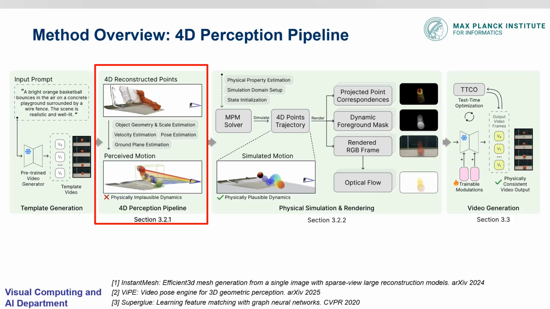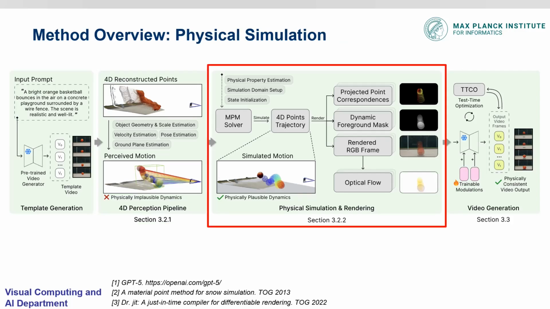Next, we process the template video with a 4D perception pipeline. From the video, we reconstruct the scene, estimate the foreground object geometry, recover camera poses and object positions, and estimate the initial object dynamics. This stage gives us the information needed to initialize the physical simulator. Then, we estimate physical properties and use the material point method to simulate a physically plausible trajectory over time. From the simulated motion, we render guidance signals, including point correspondences, dynamic foreground masks, RGB renders, and optical flow.